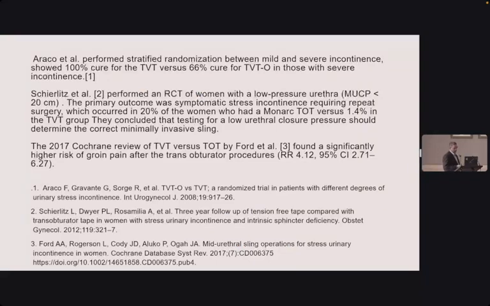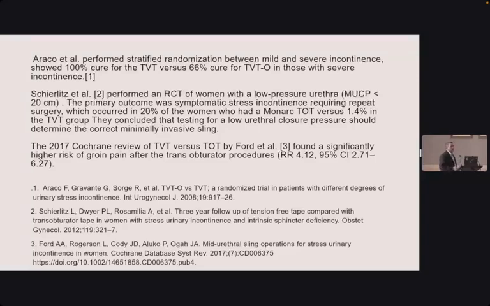Now, there have been many, many studies comparing Burch colposuspension, TVT, and TOT. Okay. Araco et al. performed a stratified randomization between mild and severe incontinence and showed a 100% cure rate for the TVT and only 66% for the transobturator tape. Schierlitz et al. also performed a study on patients with low mid-urethral closure pressure, and they found that those with the TOT required 20% reoperation versus only 1% for those with a TVT. So the authors suggested that you first do the urodynamics, the mid-urethral closure pressure, before you decide which of the two slings to use.